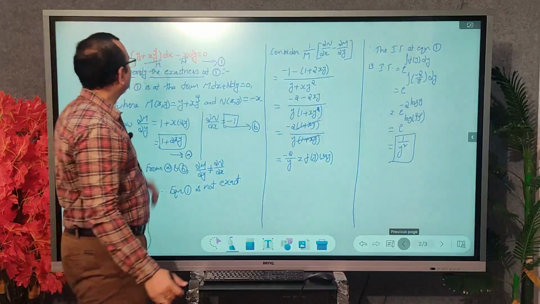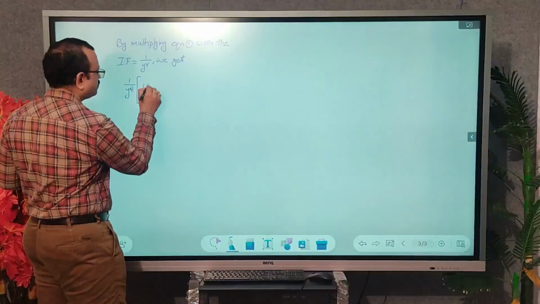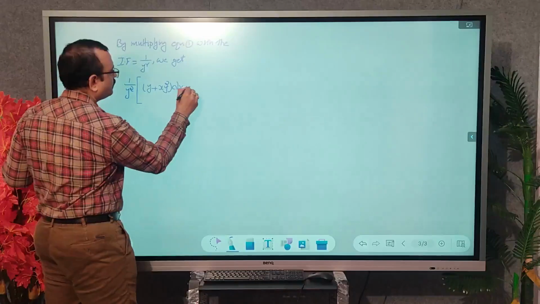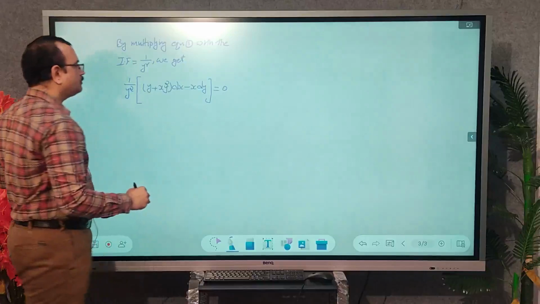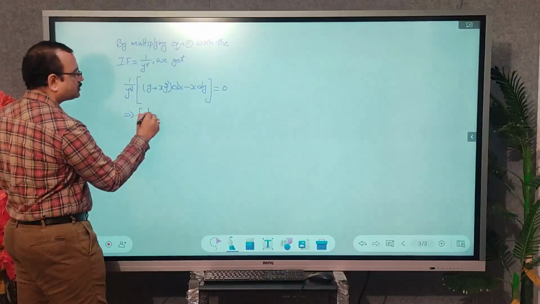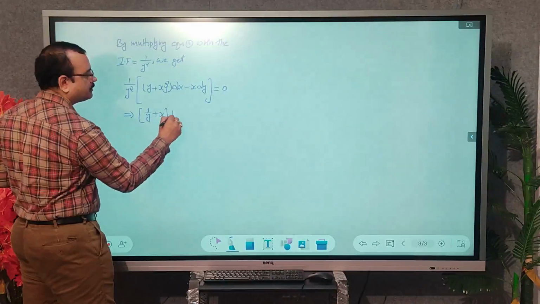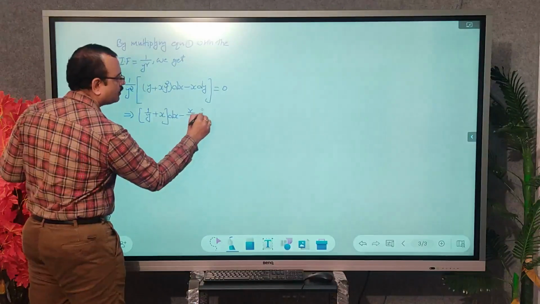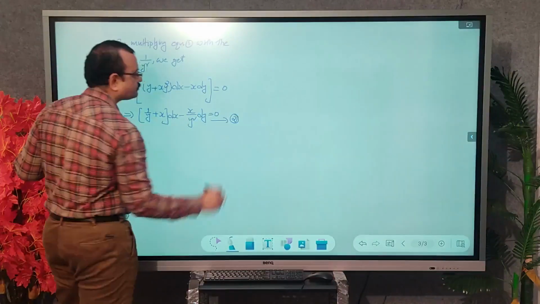So y plus xy square minus x dy is equal to 0. Now you simplify this, then we will get y by y square, means 1 by y, plus y square by y square, means x only, because y square and y square cancel out, minus x by y square into dy is equal to 0. This is nothing but equation 2.